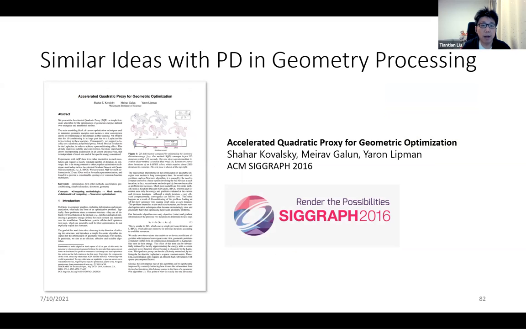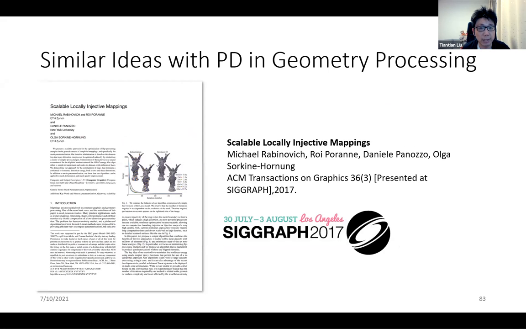There are also some very similar ideas to projective dynamics in geometry processing applications as well. For example, one can use a Laplacian matrix to run a quasi-Newton simulation in parameterization problems too. For example, the accelerated quadratic proxy in SIGGRAPH 2016 does exactly the same. And also the scalable locally injective mapping paper in SIGGRAPH 2017 uses a Laplacian approximation to replace the Newton method if the simulation starts from a very bad initial guess from the exact solution.